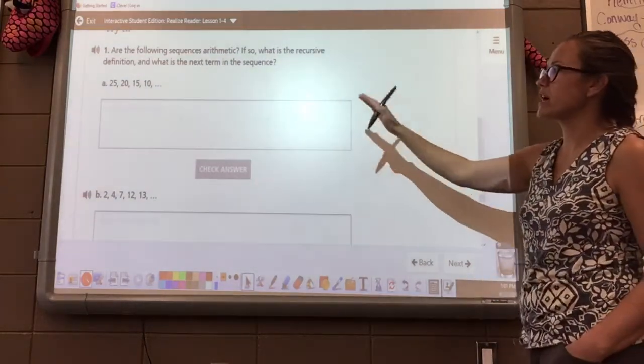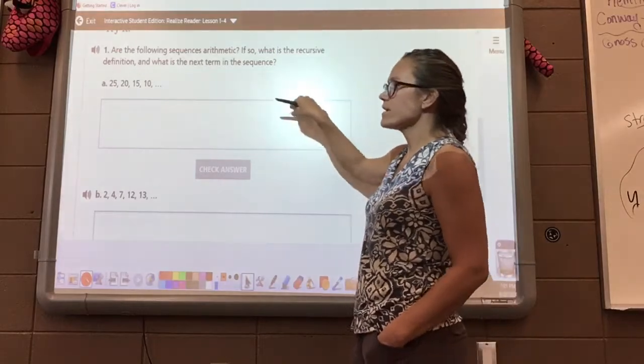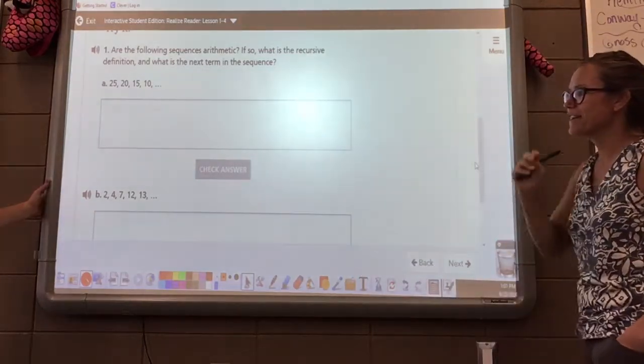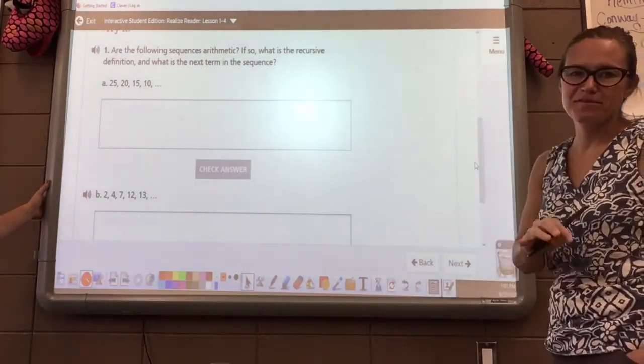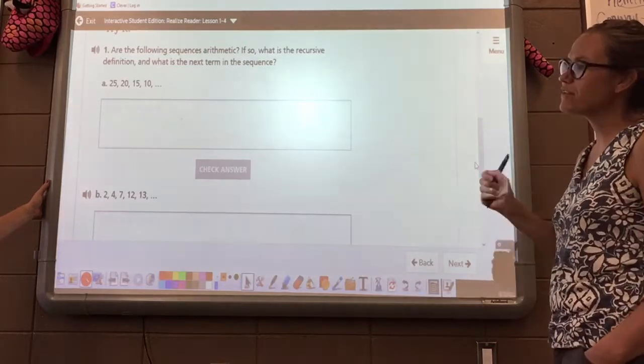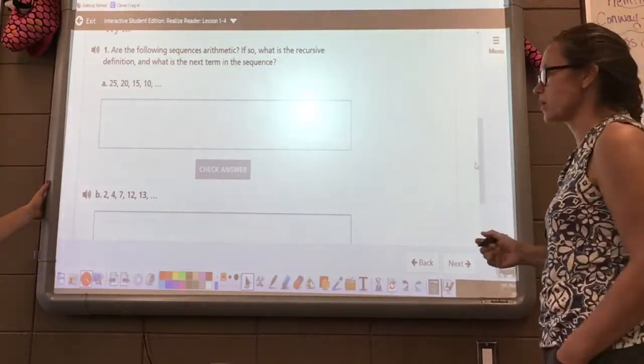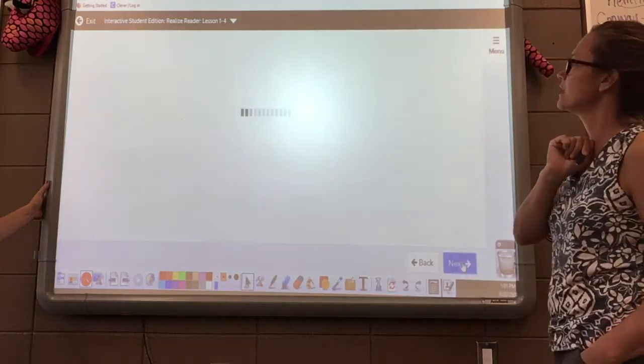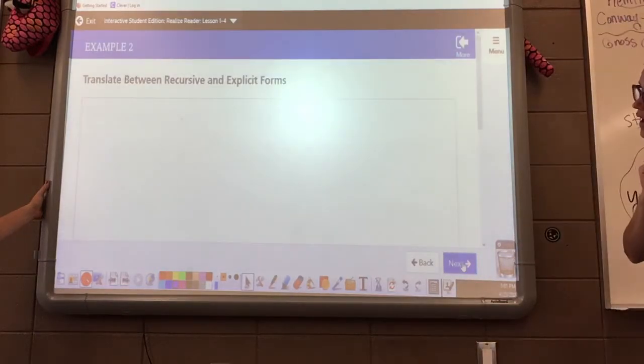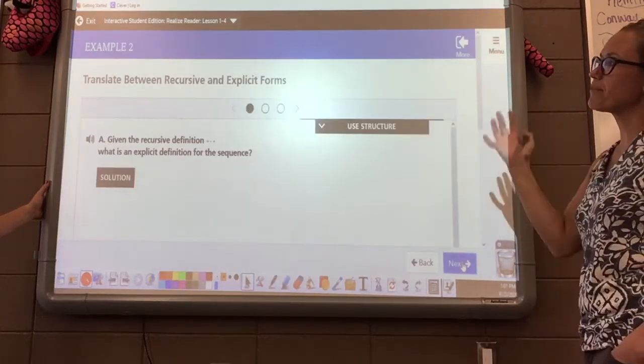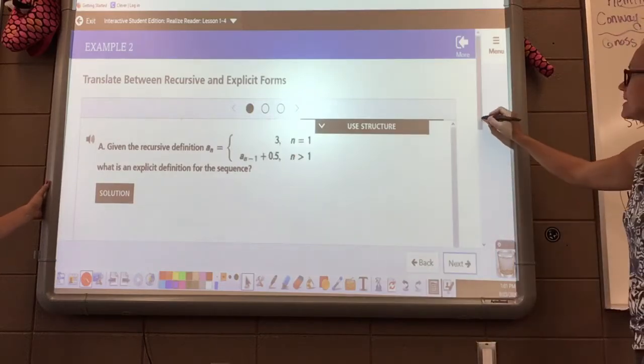I believe we'll let you try it, but make sure to check your answer. So make sure to type, and then check your answer, or just a space bar works, to give yourself a star and give yourself feedback as you go. Next. So this is example 2, and we need to be able to relate between recursive and explicit.